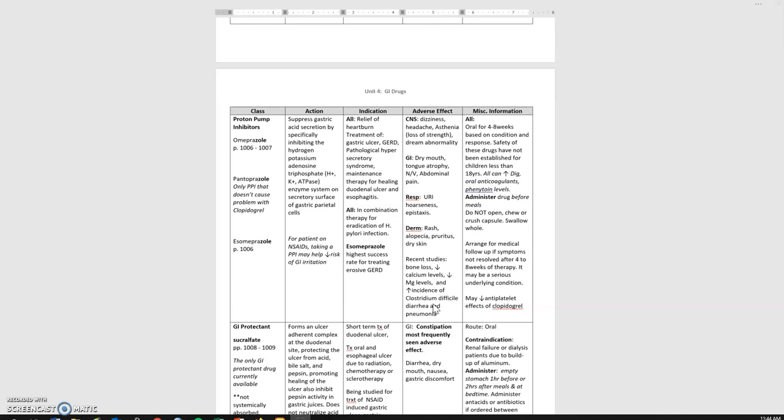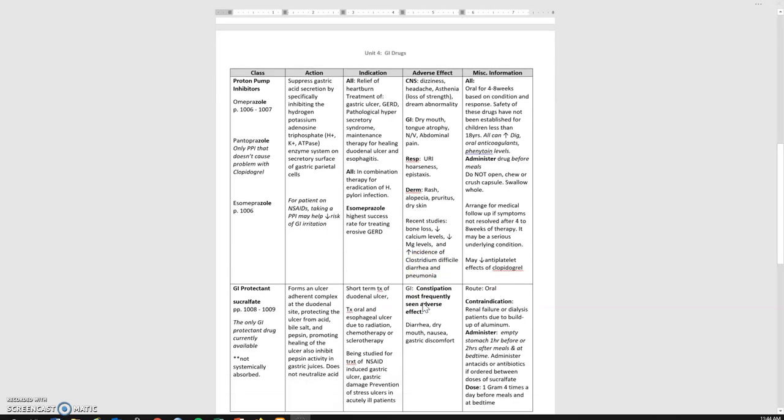Note that this entire class of drugs can increase DIG levels, the levels of oral anticoagulants, and they can impact phenytoin levels. The drugs need to be administered before meals. They typically come in a capsule, and it cannot be crushed or chewed. It must be swallowed whole. This drug can also decrease the effects of clopidogrel, which is often used for clients who have had stents placed. So note those important facts.